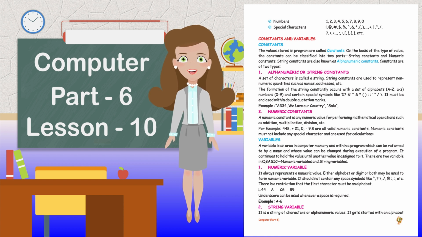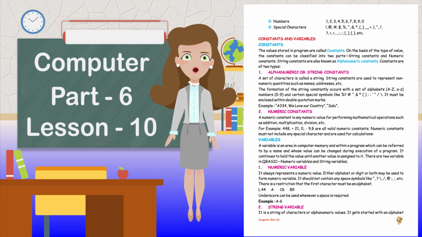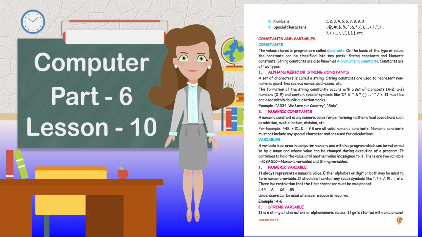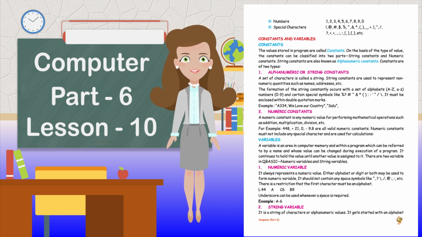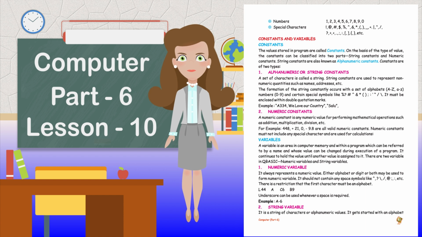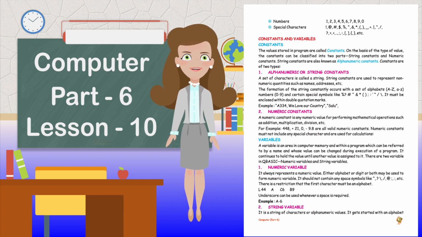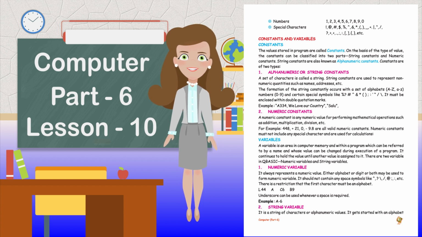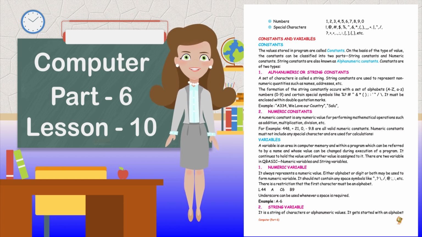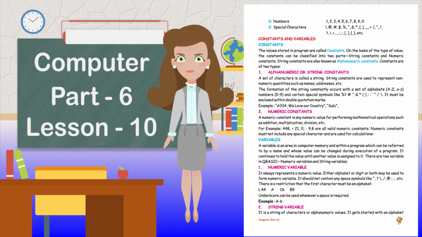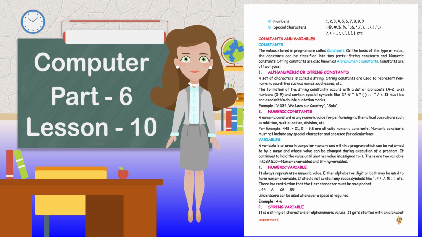Number 2. Numeric constants. A numeric constant is any numeric value for performing mathematical operations such as addition, multiplication, division, etc. For example, 448, plus 21, 0, dash 9.8 are all valid numeric constants. Numeric constants must not include any special character and are used for calculations.